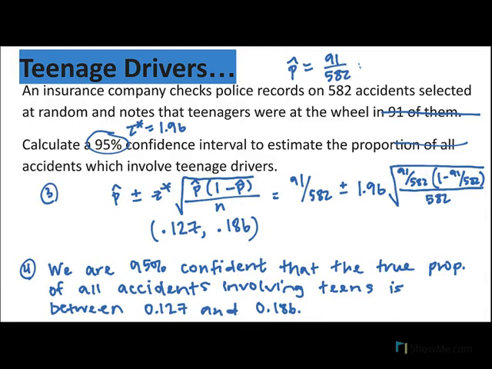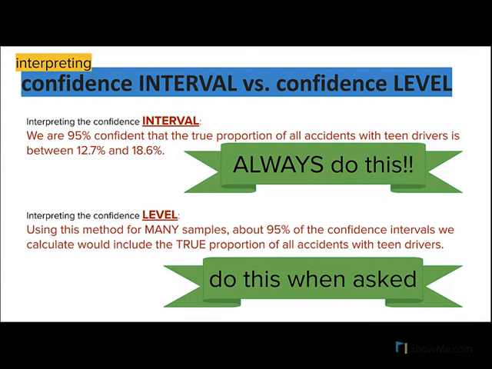So in terms of interpretation, remember that there are two things that we could be asked to interpret. So we're done with this problem, but I want to talk a little bit more about interpretations. The interval itself is something you should always do. When you calculate an interval, you should absolutely always interpret that interval. That's where we say we're 95% confident that the true proportion of all accidents is between these two numbers. So we're always, always, always interpreting the interval.